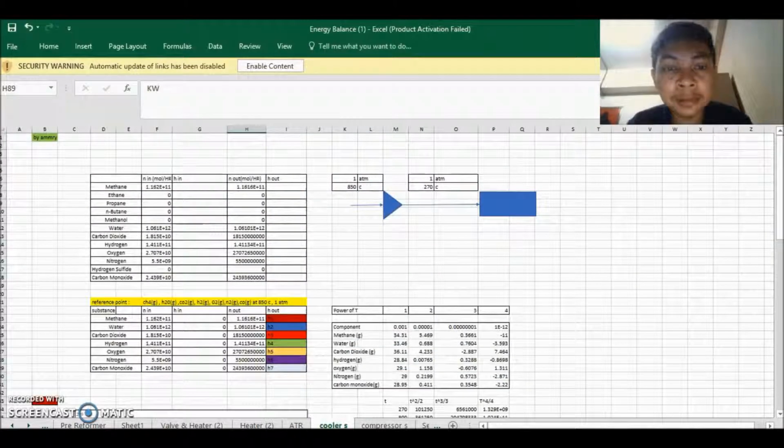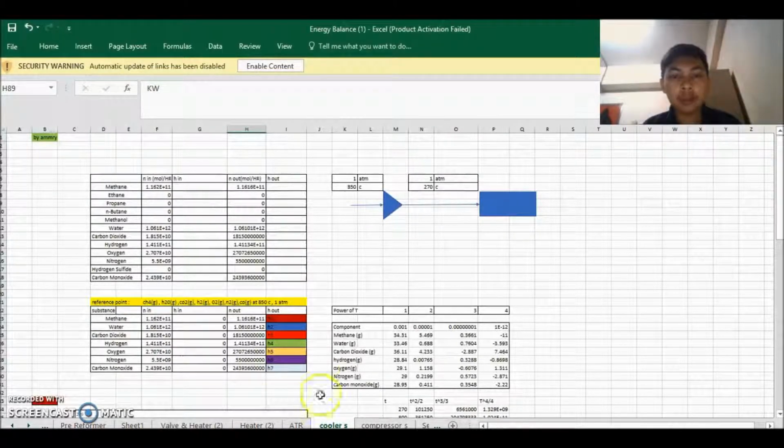Okay, first and foremost is the cooler. For the separation, we use the cooler and the compressor. So I will explain about the cooler first. For the cooler, we need to maintain the pressure at 1 bar. I assume that 1 bar equals 1 atm, so it is easy for calculation.